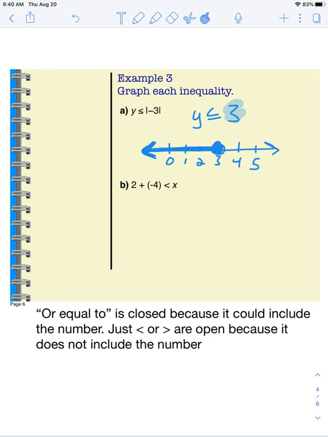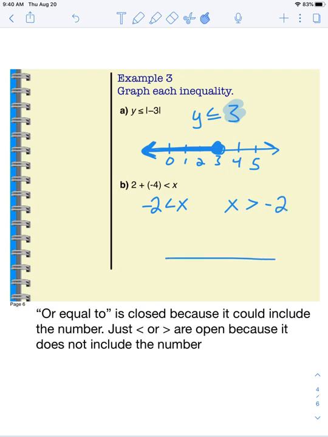All right, part B, I have 2 plus -4 is less than x. We're going to solve it first. 2 plus -4 is -2 is less than x. And sometimes it's easier to read these if the variable is first. So -2 is less than x is the same thing as saying x is greater than -2. It's just reading it backwards.